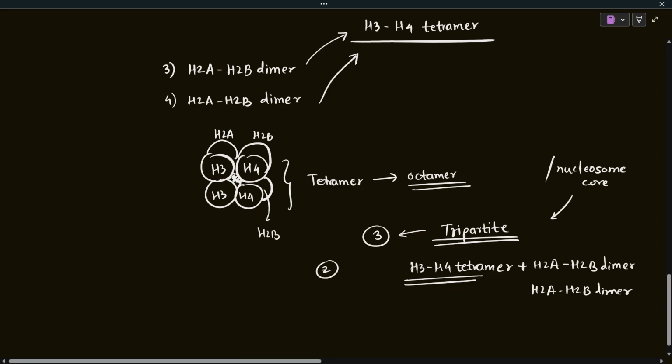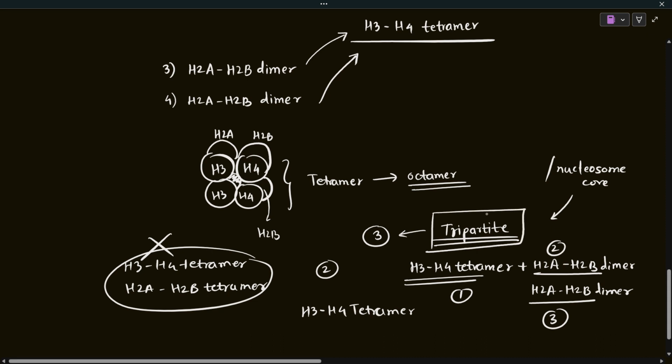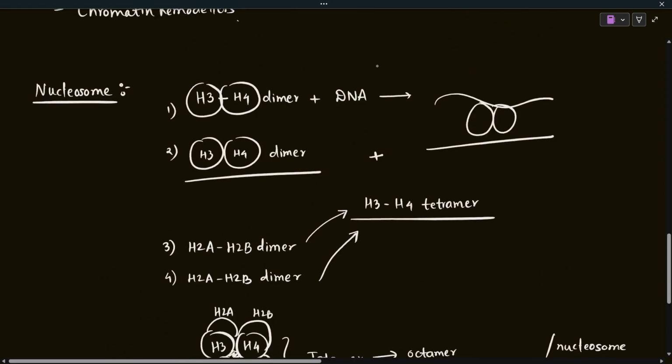Logically it should form two parts, because it can form an H3, H4 tetramer. We would say this is easy, but in biology, things are not that easy. So an H2A, H2B tetramer, but it is not like this. So the H3, H4 tetramer forms, then comes an H2A, H2B dimer, and then another H2A, H2B dimer. So we have one, two, three parts, and that's why the octamer is a tripartite system. This is a very important thing. Don't forget this. And the order of the assembly is very important.